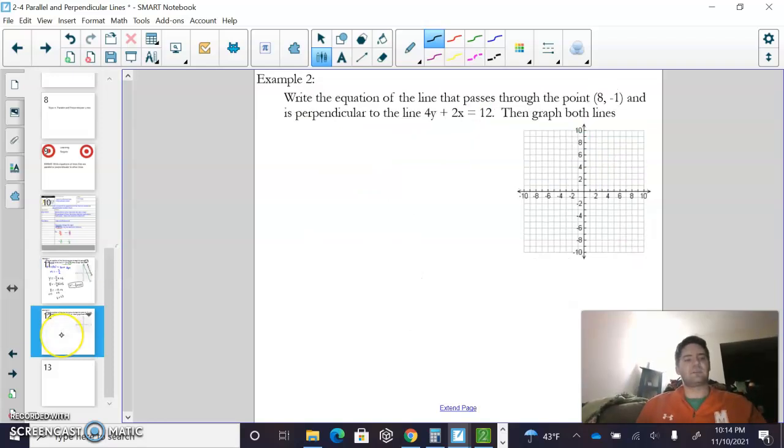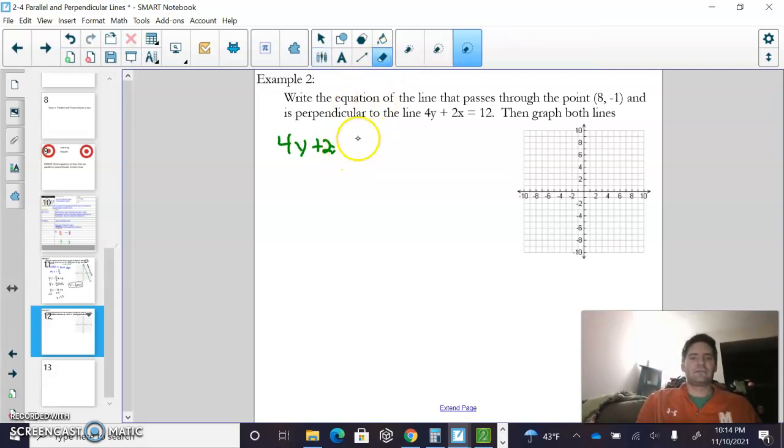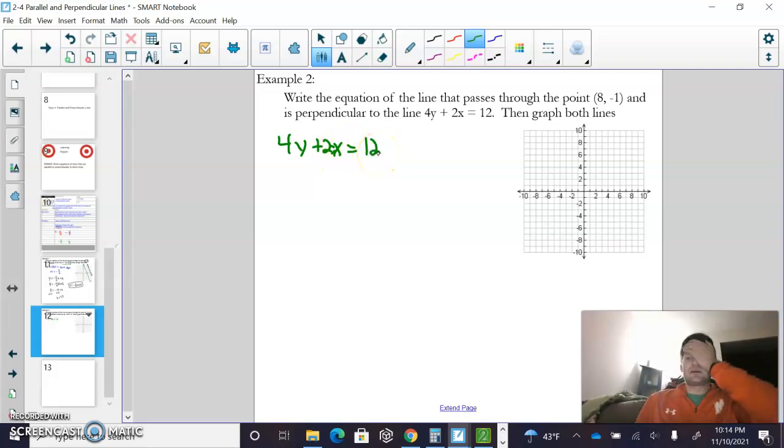Now for our next example, you're going to write the equation of the line that passes through the point (8, -1) and is perpendicular to the line 4y plus 2x equals 12. So first write down 4y plus 2x equals 12. What you're going to have to do is rewrite this in slope-intercept form.